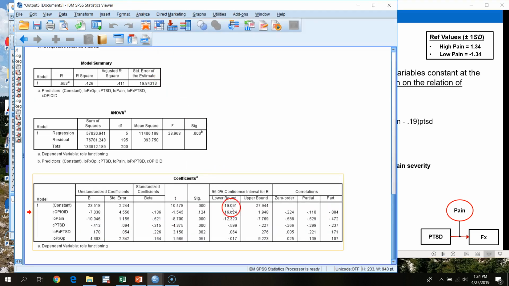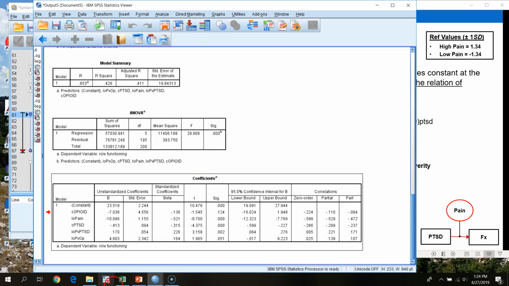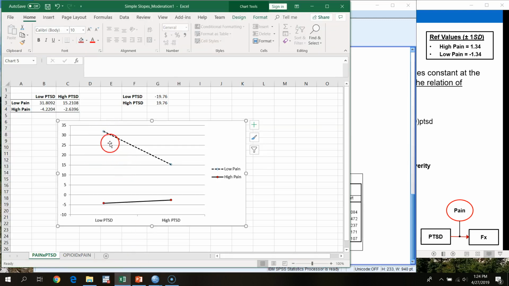But what we get out of SPSS here is a test of the statistical significance, and then my part and partial correlations that are giving me my effect sizes. Okay, so we can then say that this simple slope is negative and statistically significant. But now let's take a look at simple slopes for the relation of PTSD with role functioning conditioned on high levels of pain.